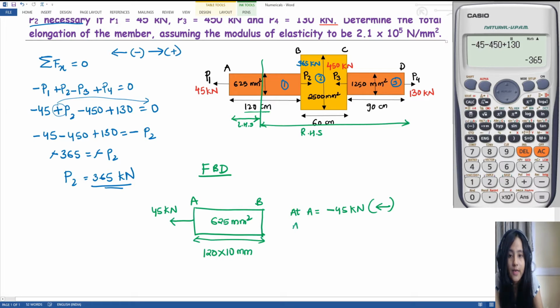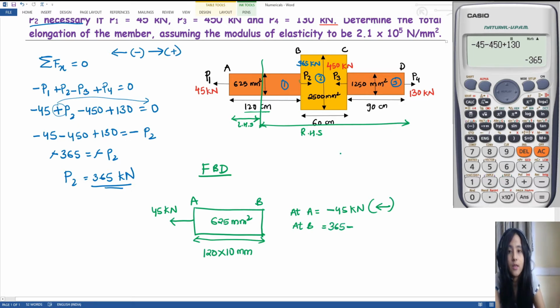Now let us see at B. At B, I have to consider all the forces from this point till the end point D. So what forces do I have? I have P2, which is going to the right hand side. So P2 is 365.